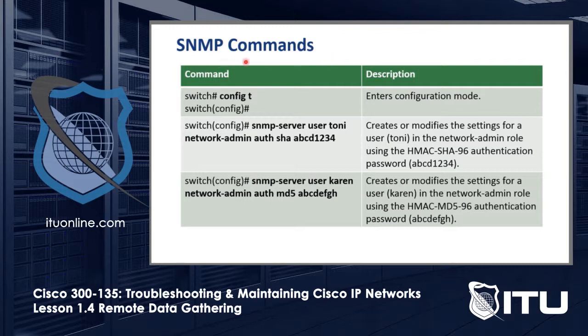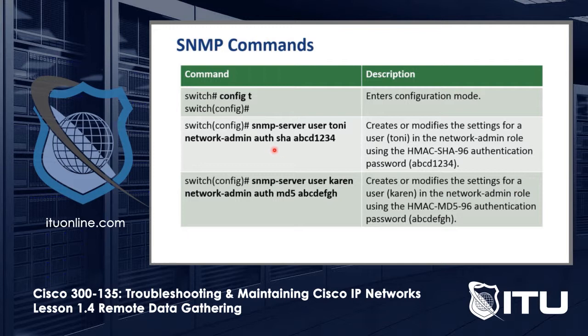So here are the commands to set up SNMP. We go to the switch, router, whatever it is. We configure terminal, get ourselves into global. And then we say snmp-server user, and we're going to create a user account. It can be whatever user, Tony, Sally, Betty, Joe, whatever. And we're saying network-admin auth sha, and then a password, whatever the password is, ABCD1234. I hope your password's not that simple. The SHA means we'll use the HMAC secure hash algorithm 96-bit authentication for the password. Basically, we're hashing the password using that hashing algorithm.